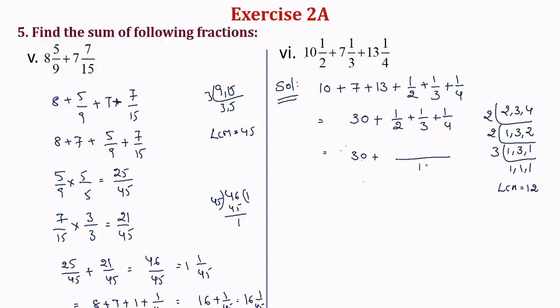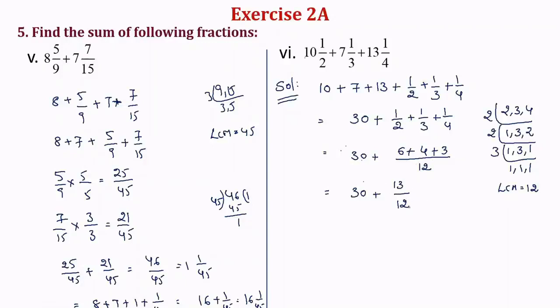where LCM is 12, you have to write in the denominator. So 2 6s are 12, so 1 6s are 6 here. Now 3 4s are 12 here, you can write 1 4s are 4 here. Here 4 3s are 12, so you can write 1 3s are 3. That is equal to 30 plus 13 by 12.